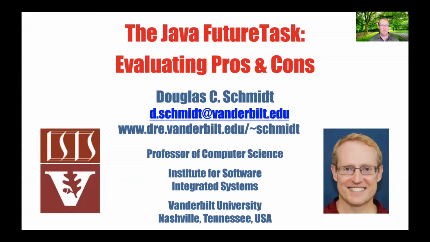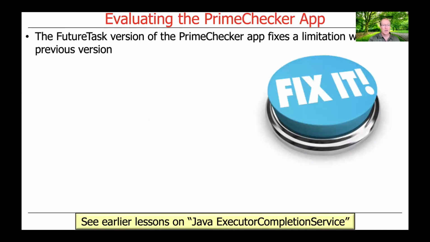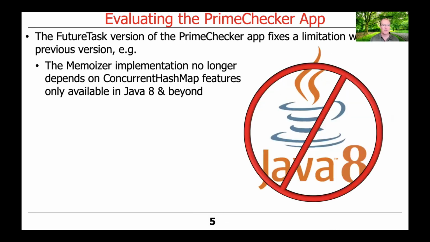So now that we've talked about the Java FutureTask, let's take a step back and evaluate its pros and cons. And we're going to evaluate its pros and cons in the context of our PrimeChecker app. So we'll also talk about the PrimeChecker app as well as talking about the FutureTask. So this version of the PrimeChecker app fixed the limitation with the previous version.